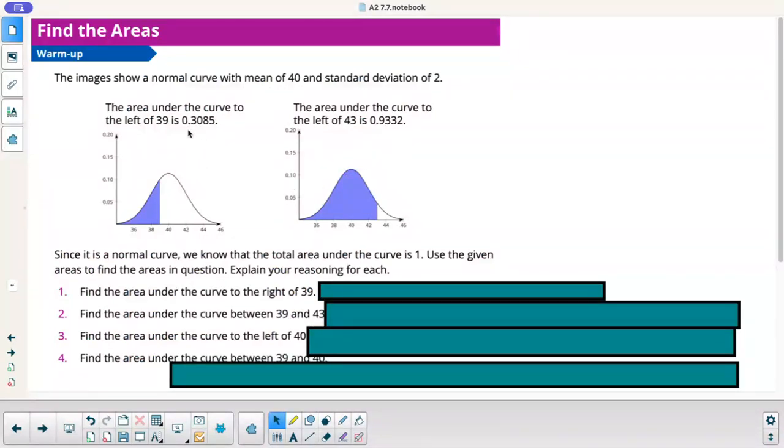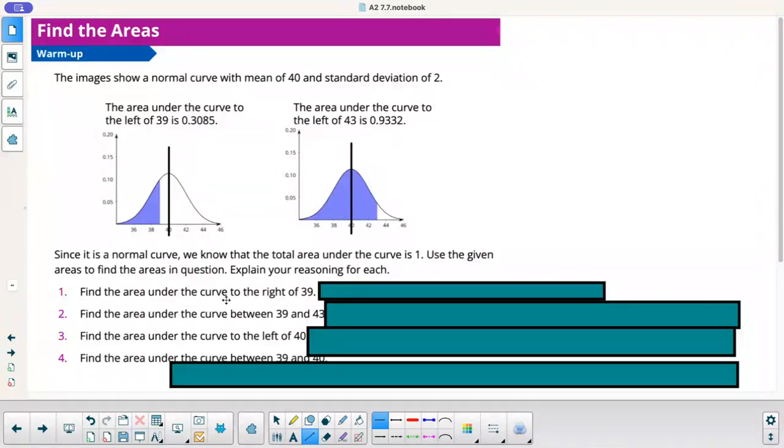The area under the curve to the left of 39 is 0.3085. The area under the curve to the left of 43 is 0.9332. Okay, a couple things to remember here. If the mean is 40, that's right there in the middle of your curve. So these are the same curve, just different areas.